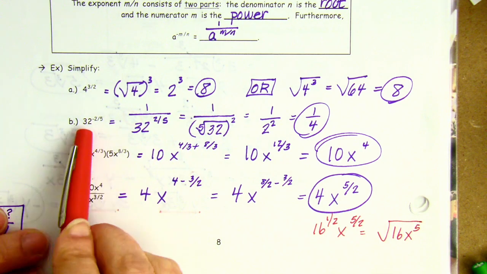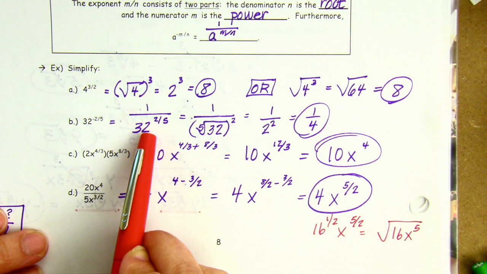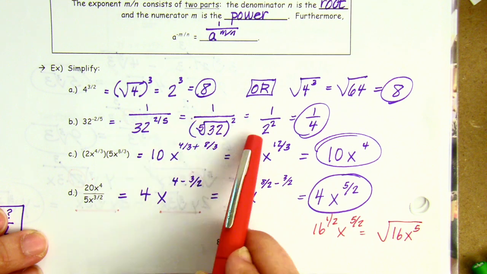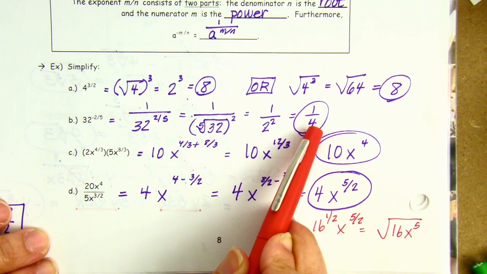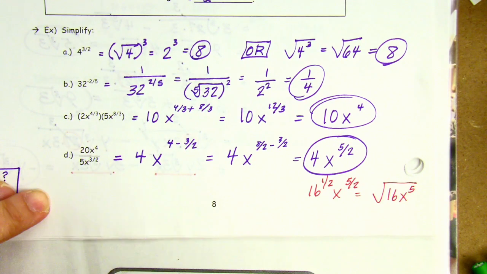Okay, the next one, 32 to the negative 2/5. Again, make sure that the exponent is positive. Again, convert to radical form. The 5th root of 32 is 2. I have my squaring on the outside. 2 squared is 4. This one here, you might want to put a little star by this kind.